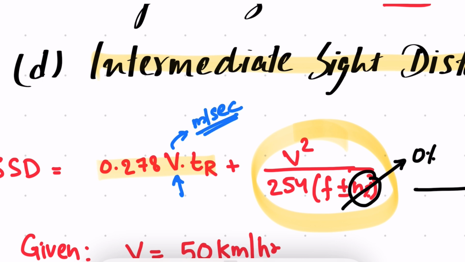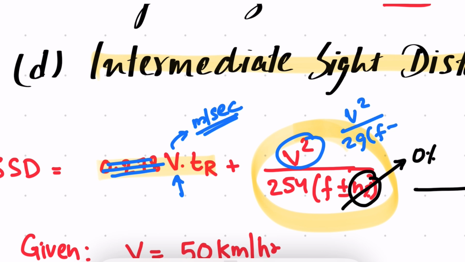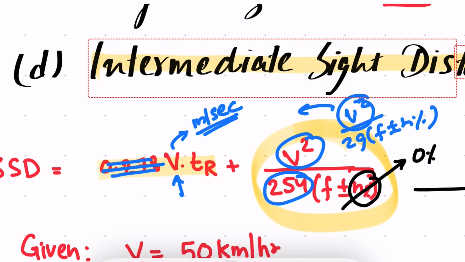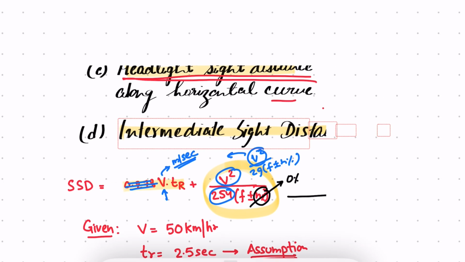If that was the scenario, then we need not multiply by 0.278. This is very important. Understanding the concept and the formula is very important. Likewise here, by the formula, it is V square by 2g (f plus minus n percent), right? If we are already given V in meter per second, then we need not multiply by 0.278, so this 254 will not come. That is the scope of error that you will get.